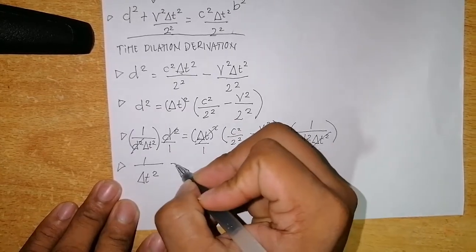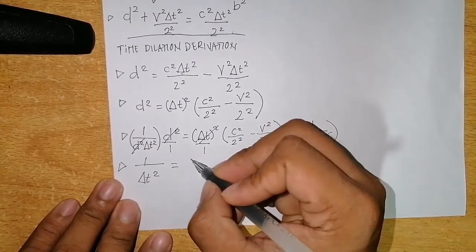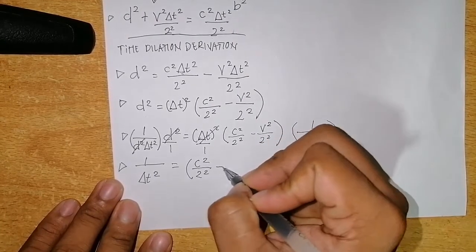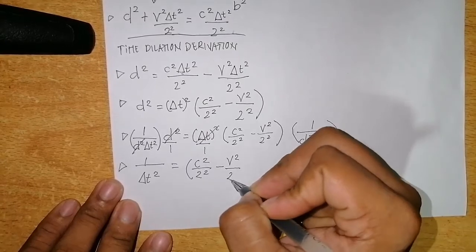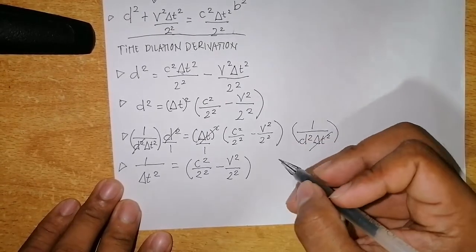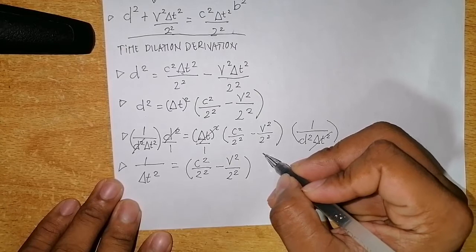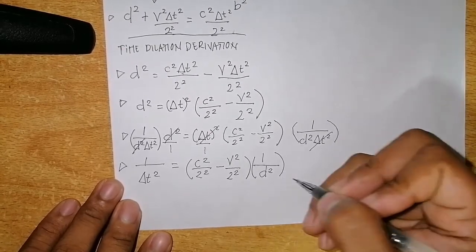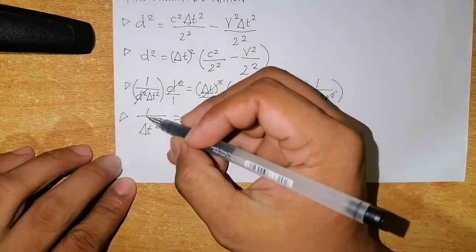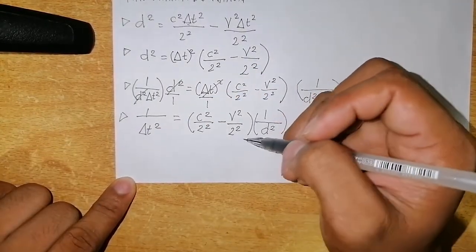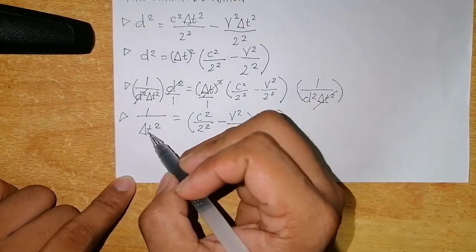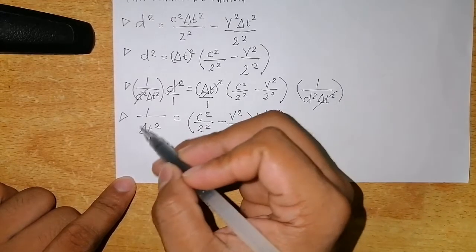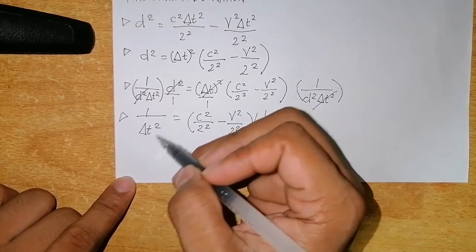Change in time squared is equal to, we only need to have this c squared minus v squared over c squared. We have this 1 over d squared. Now in this case that we have this transposed part and we already cancelled this, it cannot exist like 1 over delta time squared. It cannot exist like that. It should exist as a whole variable.